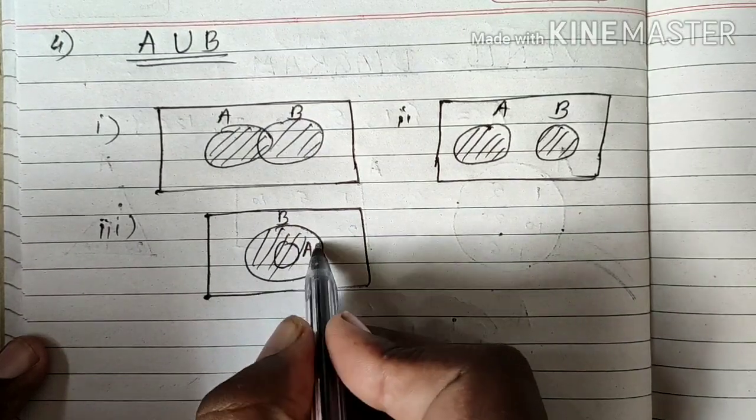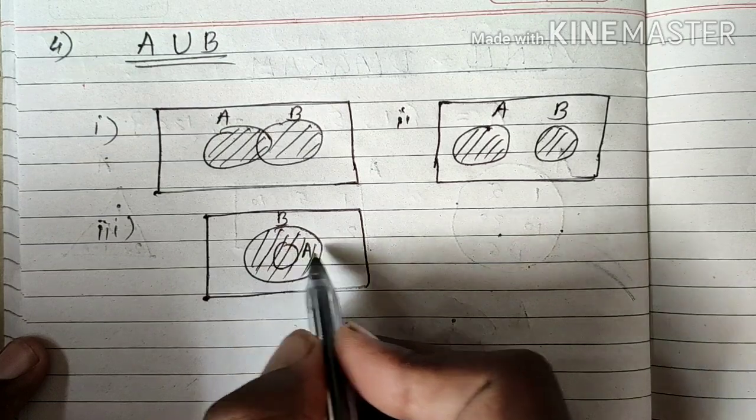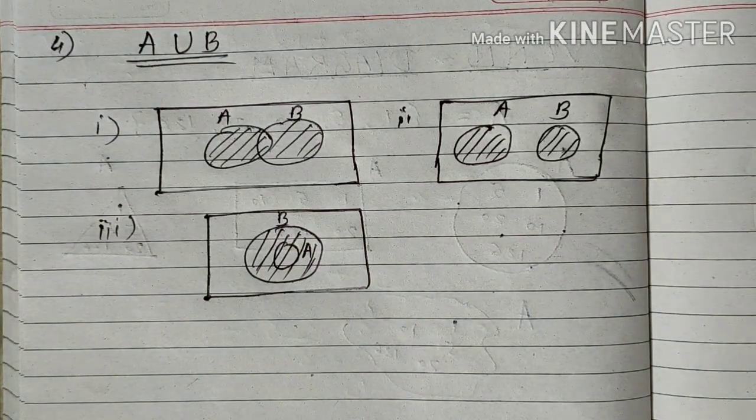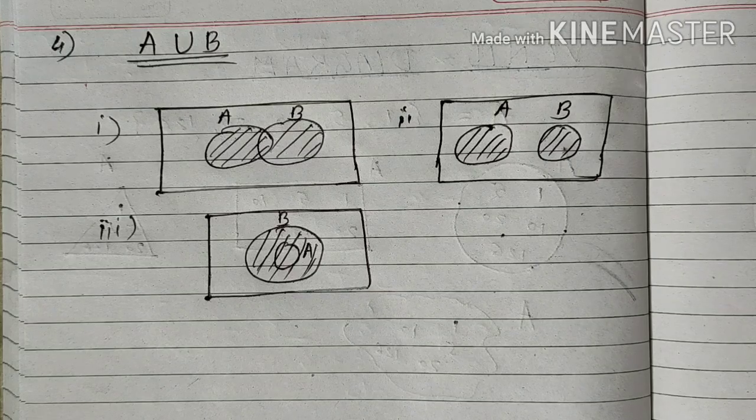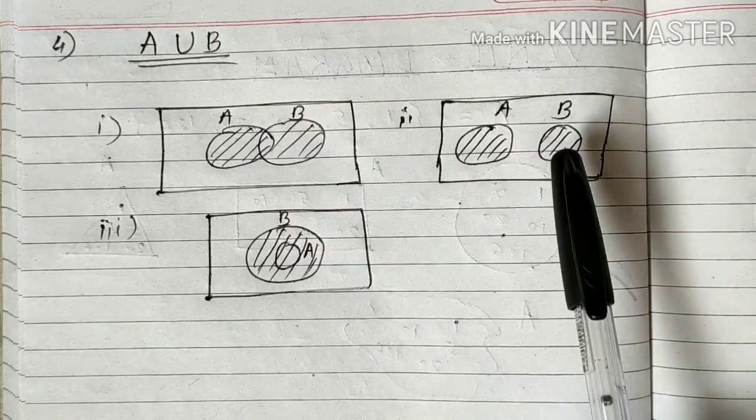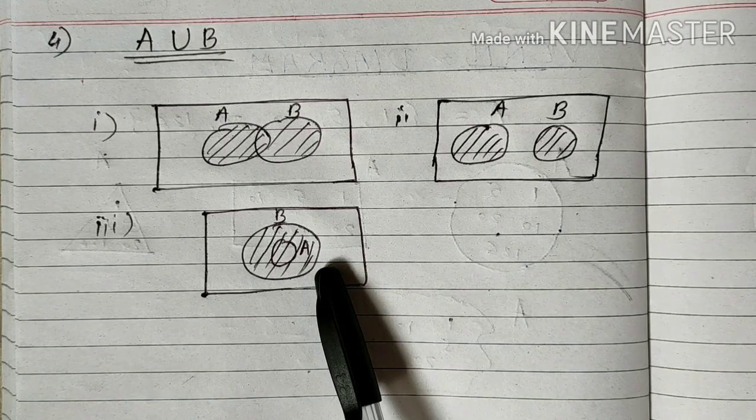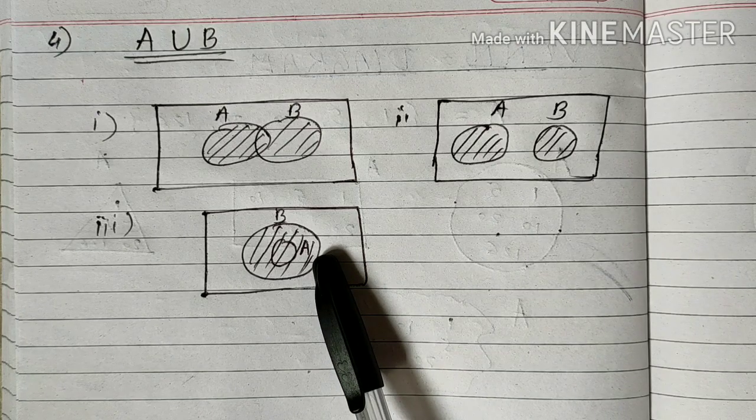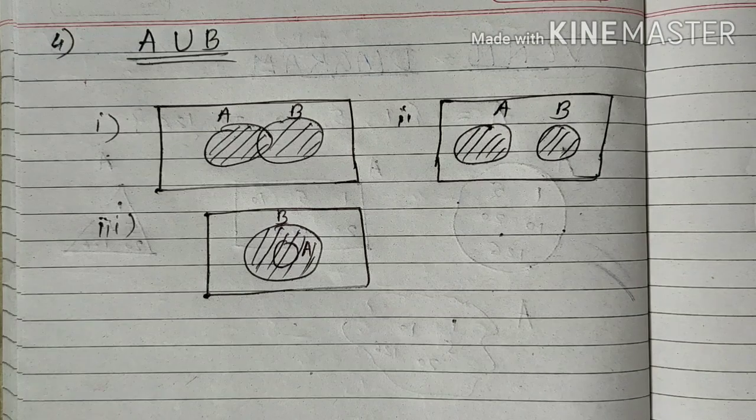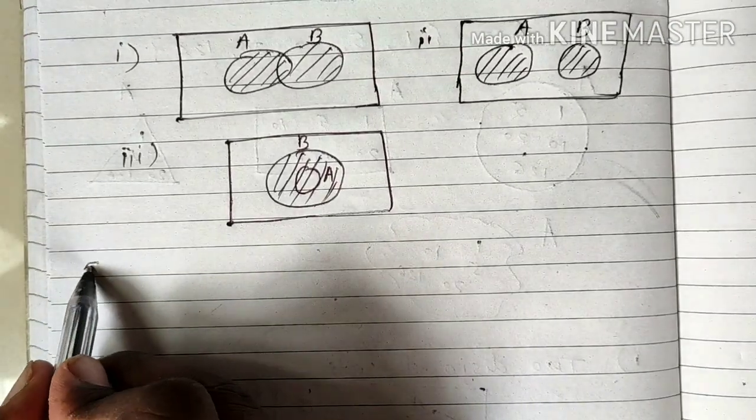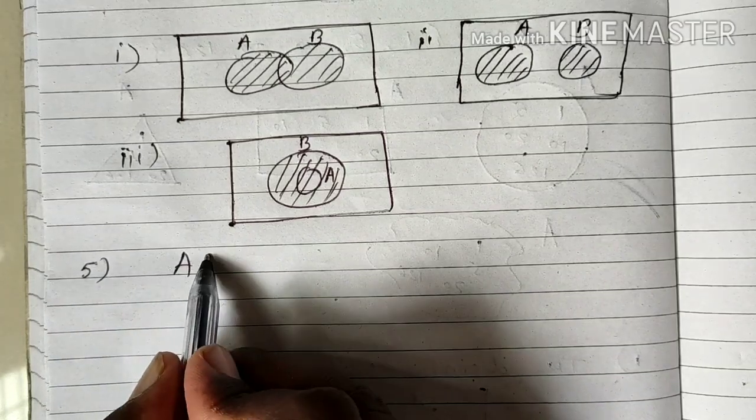To represent the union, we will shade the portion A and B. Got it? So like this we can represent A union B in the three conditions: for the joint sets, for the disjoint sets, and for the subset. The shaded portion is representing the union set. Similarly, the next operation that we have learned is the intersection.